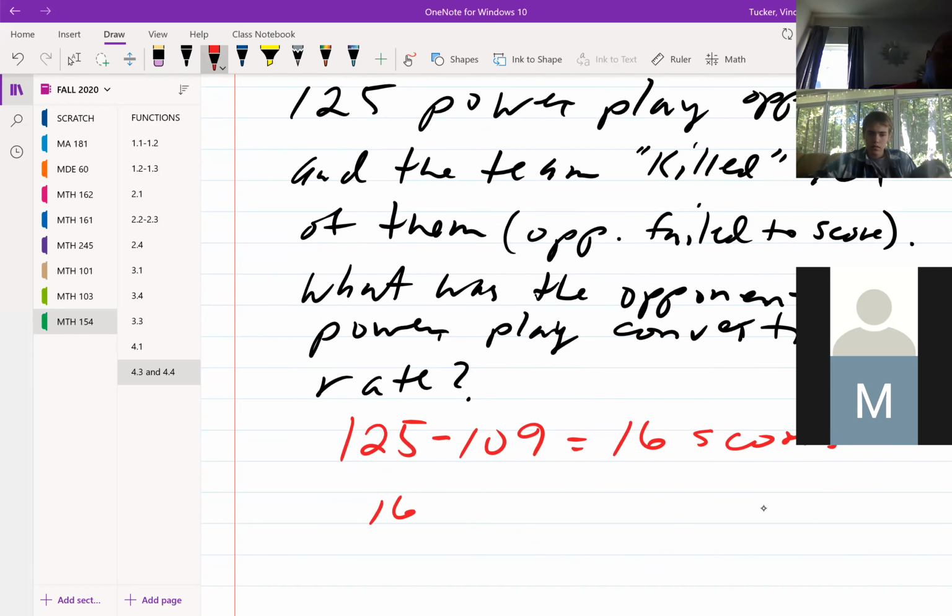So then you take the 16, place it over 125, times about 100. 12.8%.